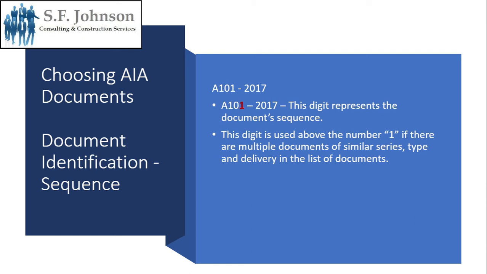And the last digit represents the document sequence. This is only used other than a 1 if there are multiple documents of the same series. So if we have multiple documents of the same series, it'd be A101, then 2, and all the way down. The digit is used above a 1 if there are multiple documents of similar series, type, and delivery in the list of documents.